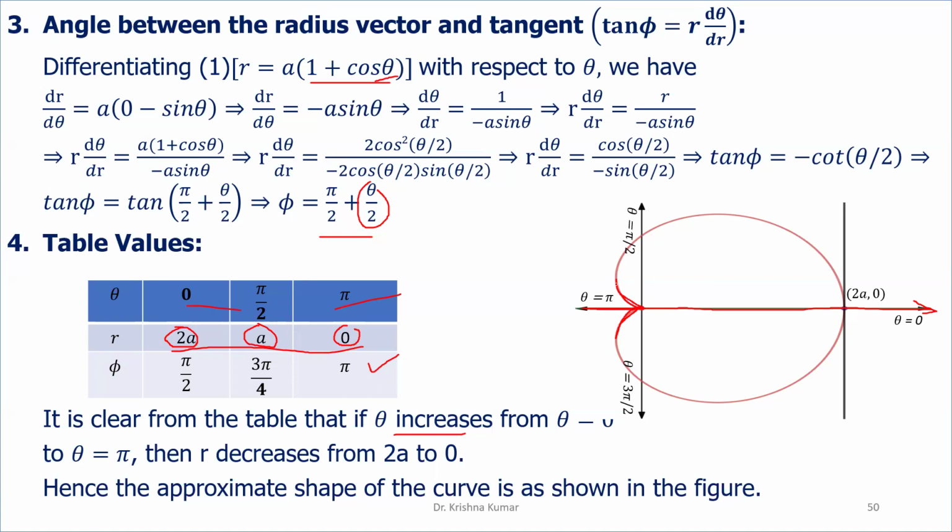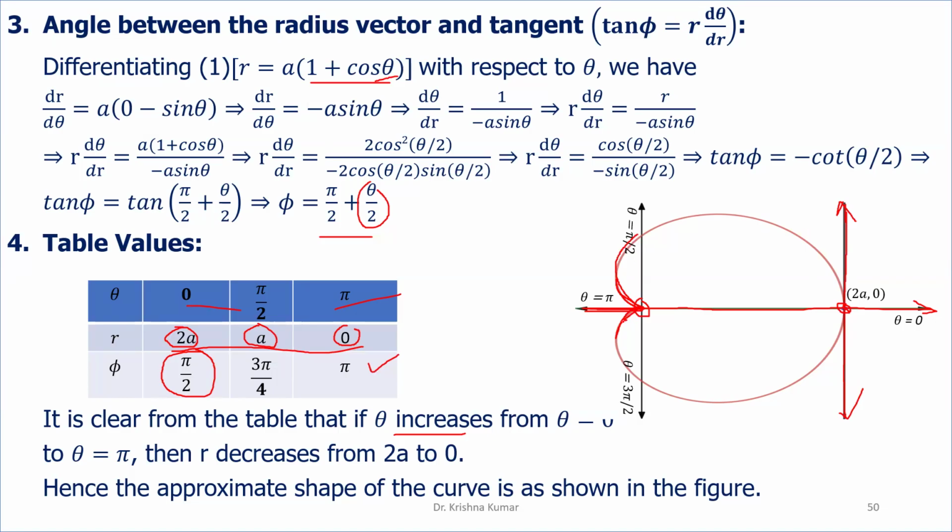Now, second thing, if theta equal to 0, the value of r equal to 2a. This is the pole, and this is the another point, 2a at theta equal to 0. And at this point, what is the tangent? It is pi by 2. So this theta equal to pi by 2 is the tangent, which is perpendicular to the initial line theta equal to 0. This is tangent and this is also tangent.